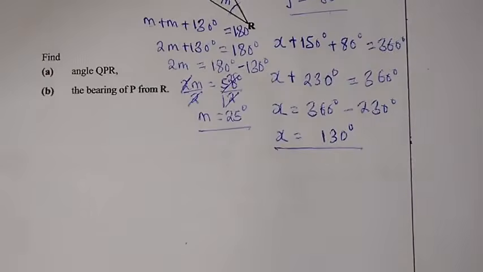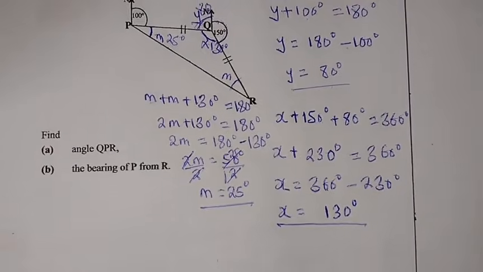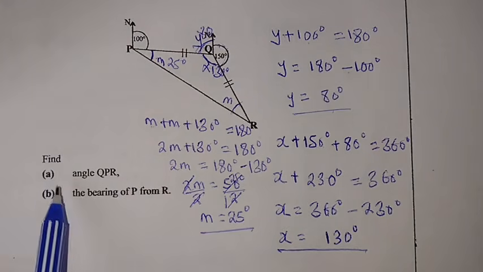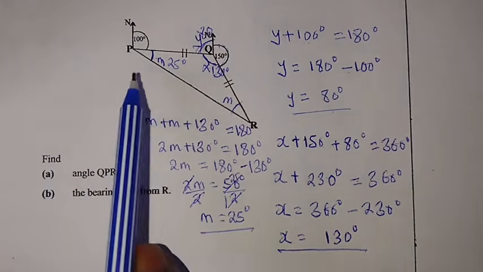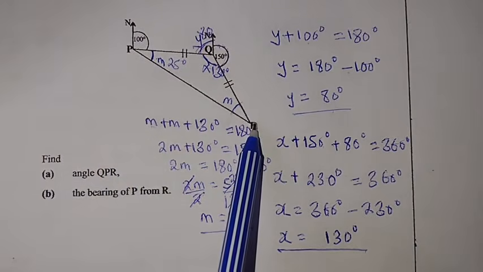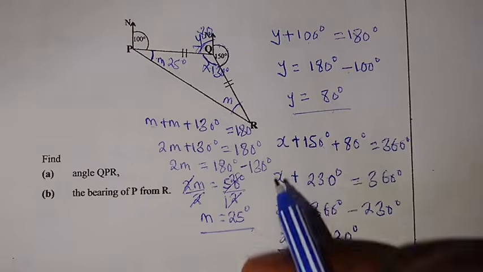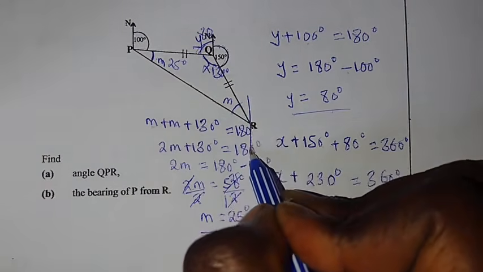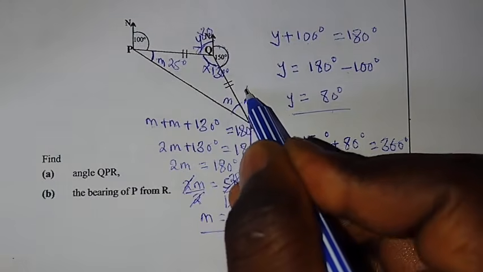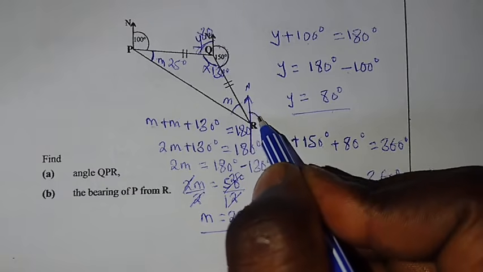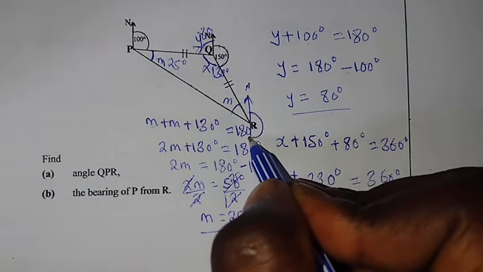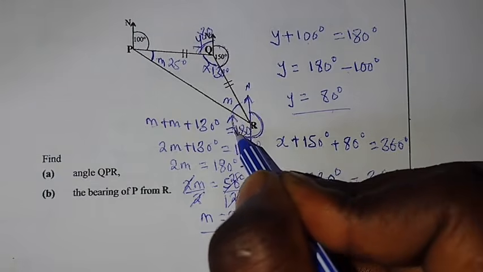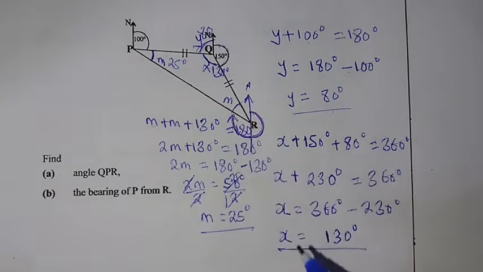Okay, so let us now answer the second question. So here is our second question. Find the bearing of P from Q. P from R, sorry, not from Q. P from R. So where they are saying from R, it's right here. This is where we are going to draw the north. So we need to find the bearing of P from R. So this is the bearing they want us to find, this entire angle right here.